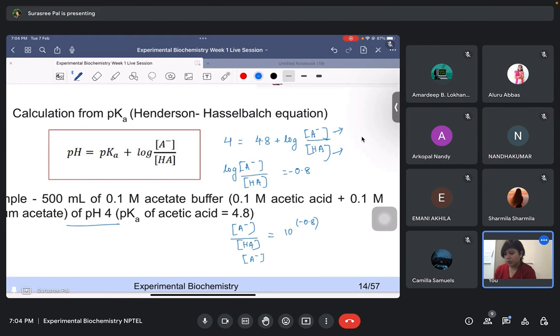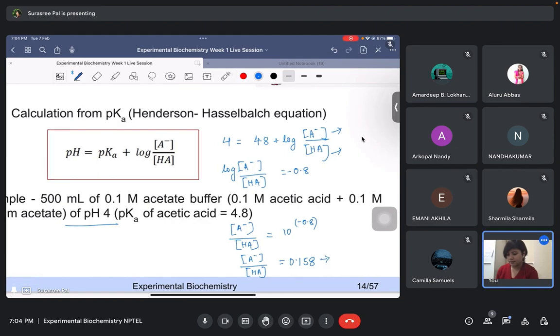So now we know the exact ratio of base by acid, 0.158, by which we should add the base and acid to get the pH 4 buffer, right? We can also approximately write that HA by A, or the acid by base, will be 6, right? So therefore we have to add 6 times more of the acid than that of the base, right?